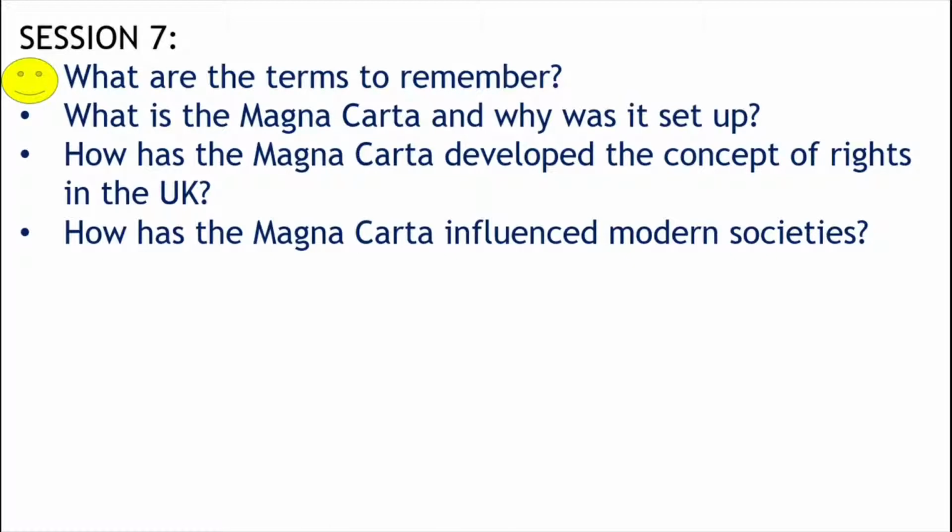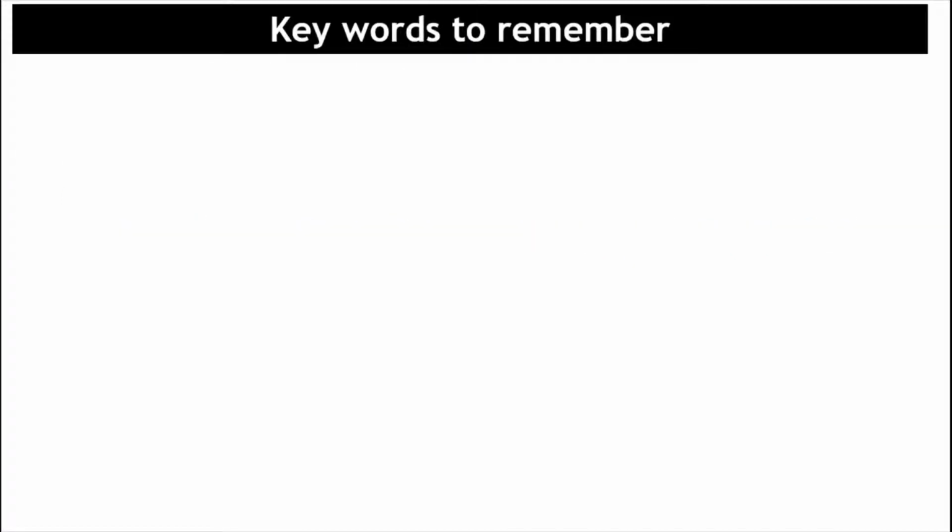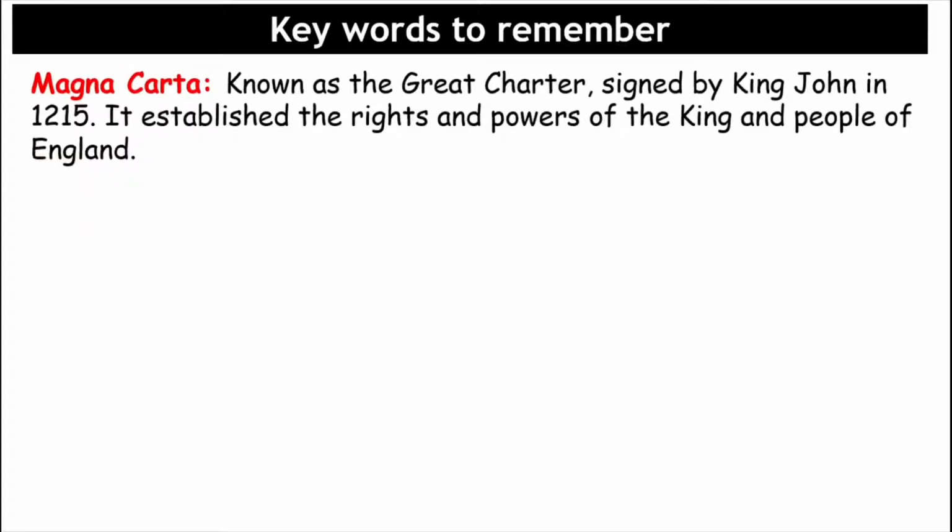So that is, what are the key terms to remember and what is the Magna Carta and why was it set up? So the key words to remember are Magna Carta. The Magna Carta was also known as the Great Charter. It was signed by King John in 1215 and it established the rights and powers of the King and people of England.